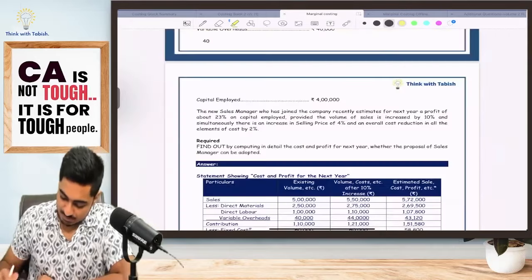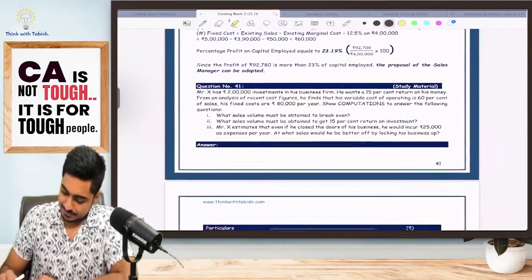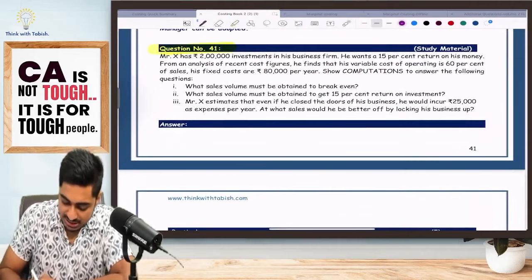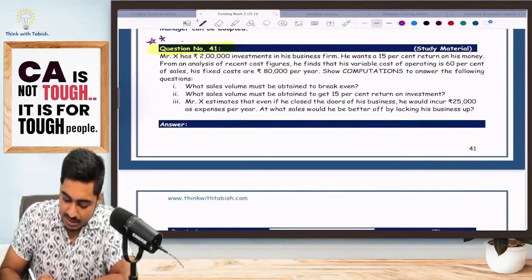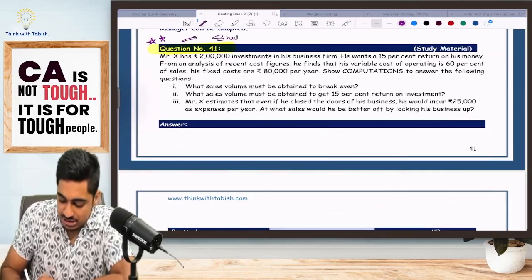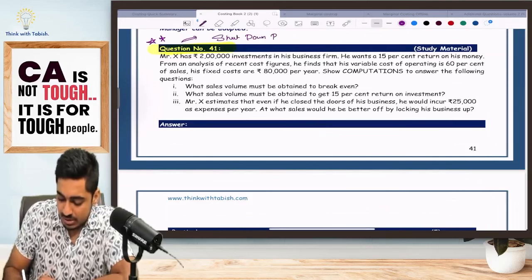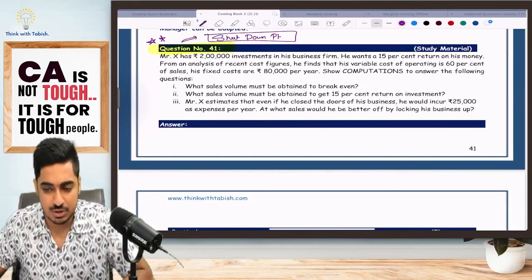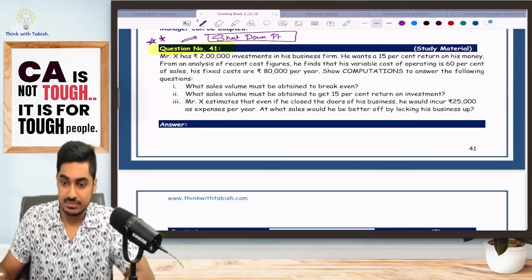Next comes question number 41. Beautiful question, students. Put a star. Here we will be discussing the concept of shutdown point. It is there only in this one question, but from the perspective of solving this question, we will also understand the shutdown point concept. Pay attention, everyone.